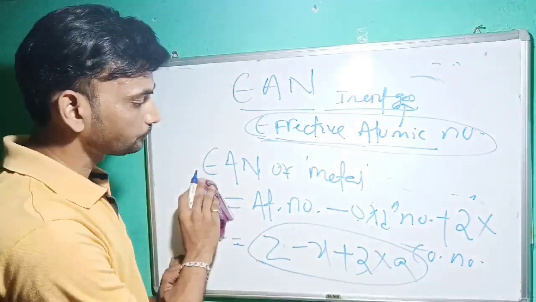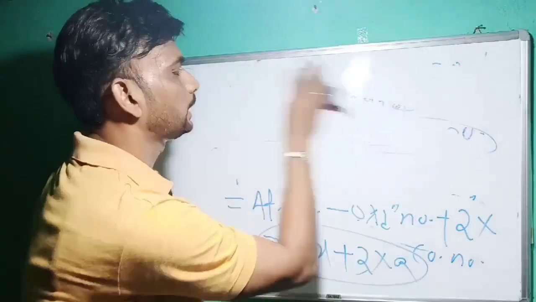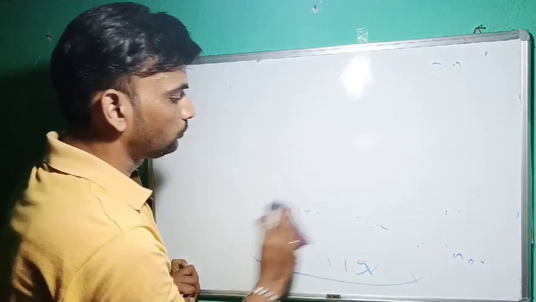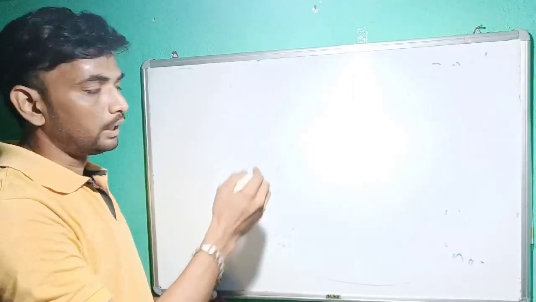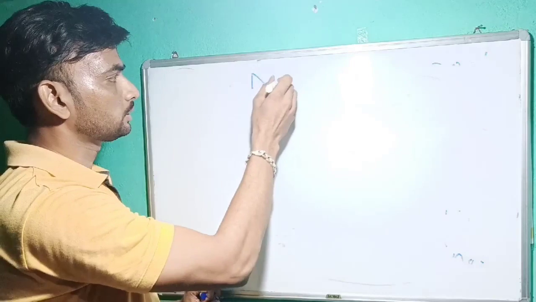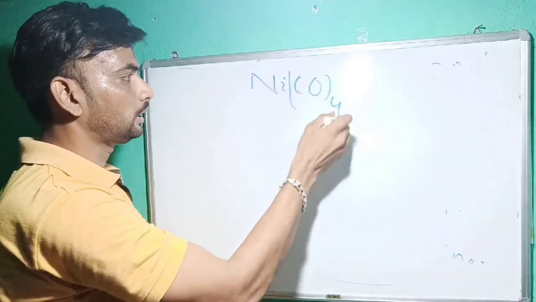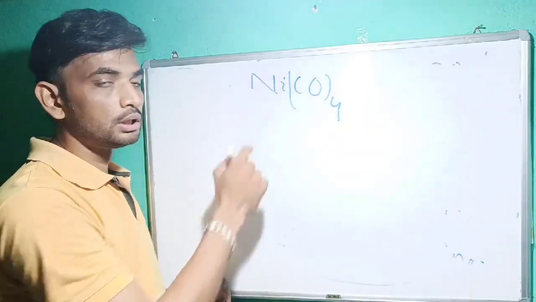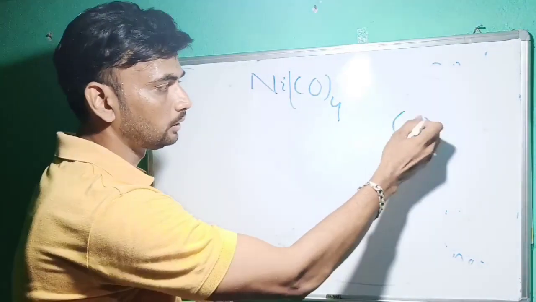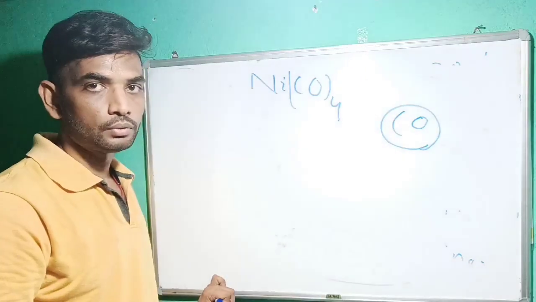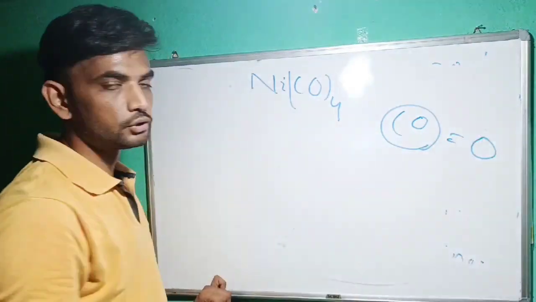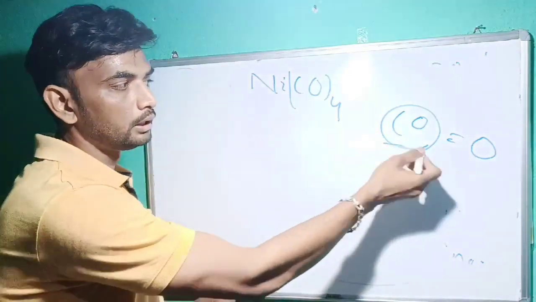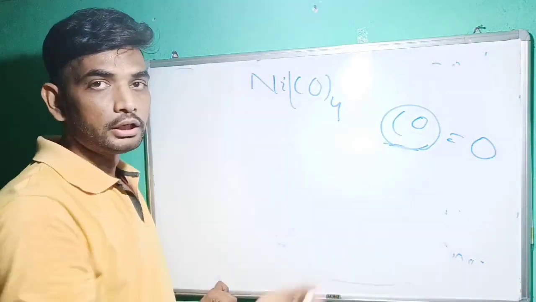Whenever we calculate the oxidation number or coordination number, then you go through the effective atomic number. Let us give an example: Ni(CO)4, nickel tetracarbonyl. CO is carbonyl. Carbonyl is a neutral ligand which has charge equal to 0. You already know carbonyl from the aldehyde and ketone cases.